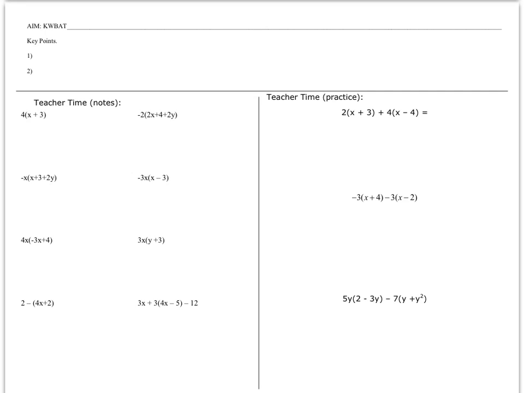Looking at our aim for today. Today we're going to be using distribution and combining like terms to simplify expressions. So it's building on what we did yesterday. Yesterday we were combining like terms using the commutative property to simplify expressions. Today we're going to have that extra piece involved. We're going to be doing some distribution.